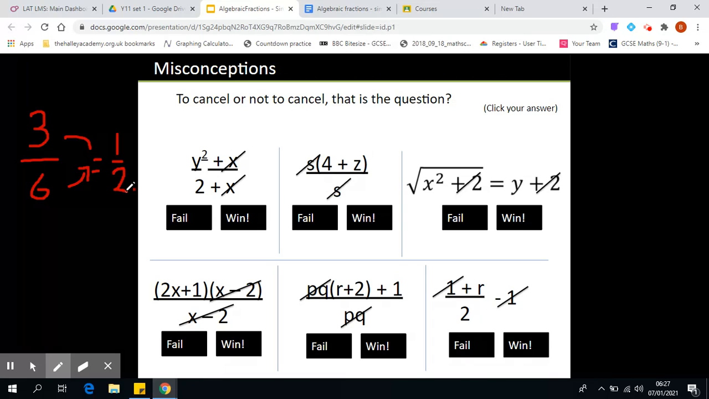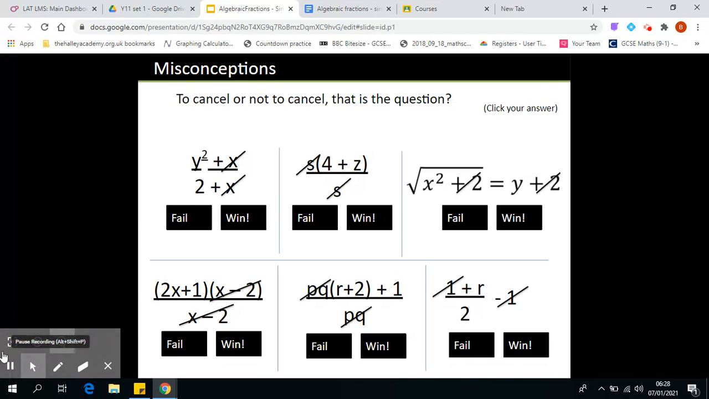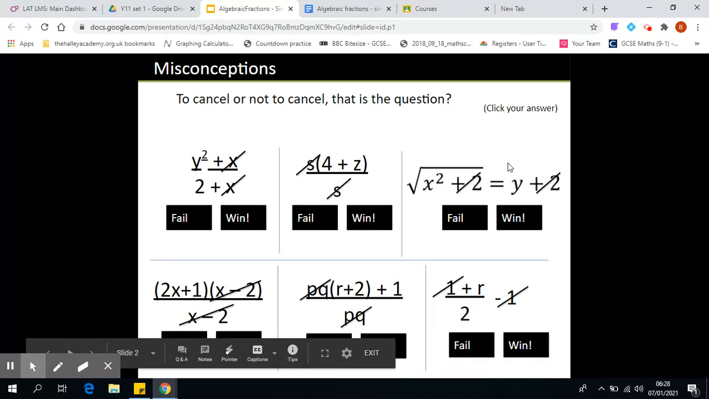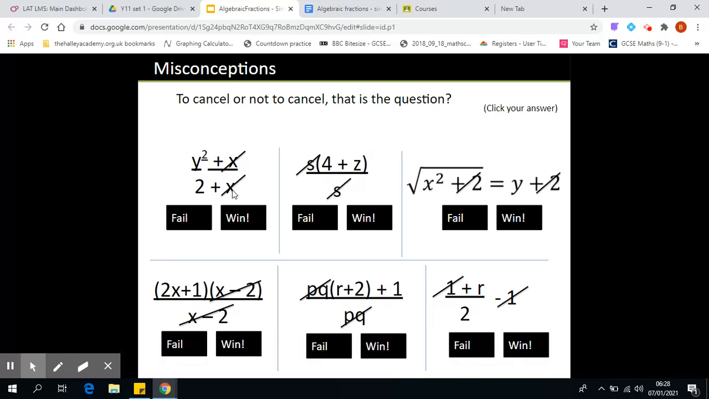However, I noticed when I was marking your exam papers for the previous mock exam that people weren't actually dividing. Let's look at the common misconceptions. Here you can see there are 6 examples, and we want to find out whether they've been simplified correctly or not. Let's take the first example. Here, x has been cancelled because they're exactly the same. However, is this correct?